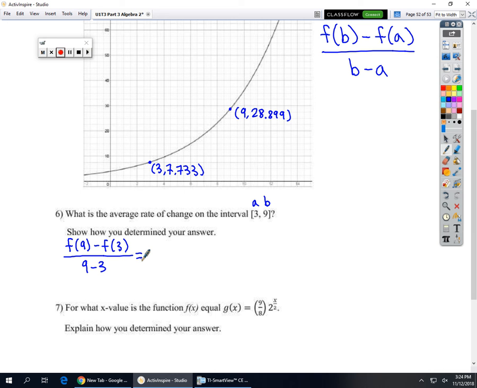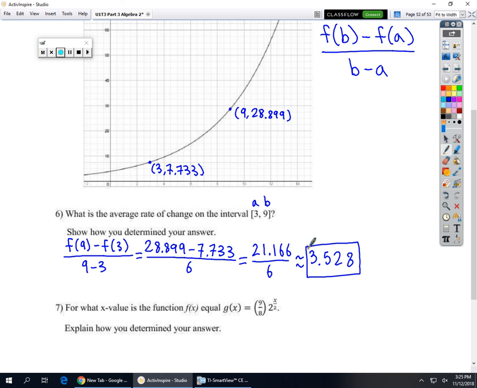f of 9 is, well, I found it, 28.899 minus 7.733. All right, 9 minus 3 is 6. You don't really have to write all the work. You could just put it onto your calculator in one go if you know exactly how to put it in. But if you subtract it, that's 21.166 divided by 6, which is approximately 3.528. So there's my average rate of change. Right? Lovely.